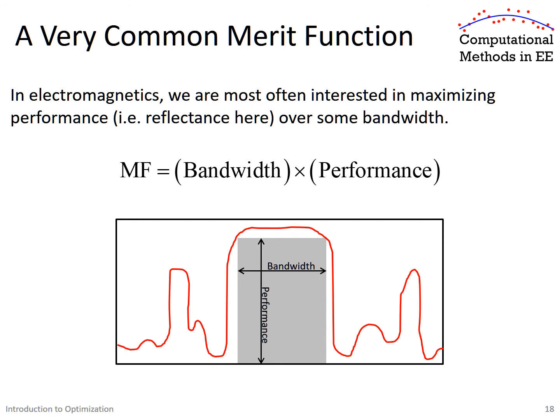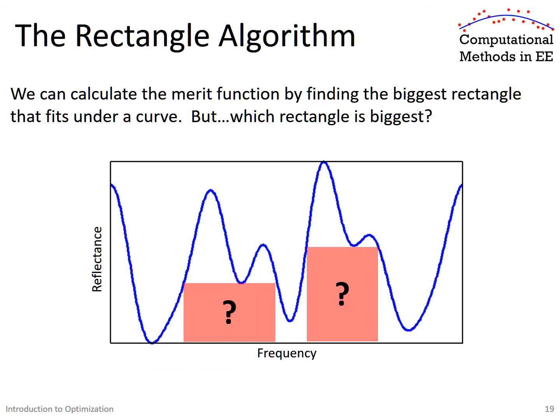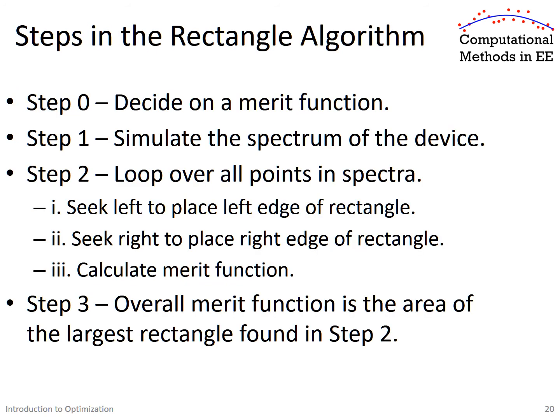But we have to think about how do we figure out where is the biggest rectangle under that curve. And so that's what this algorithm does. So going back to the original curve we were looking at, there's two rectangles here, and they look kind of similar in area. Which one's going to be better? And is there another rectangle somewhere else? How do we determine this? So this is the algorithm that we came up with.